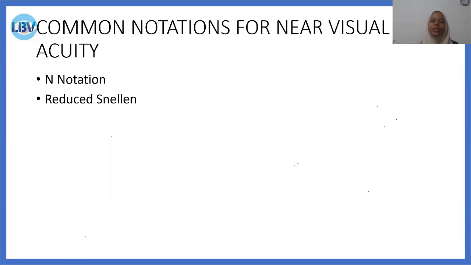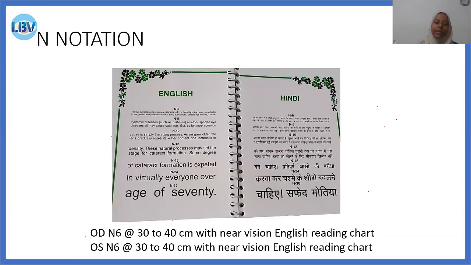Now let us talk about the near visual acuity notations. Here we have N notation and reduced Snellen notation. That is the most commonly used one. We have others also, like M notation, that we use for low vision purposes. So let us go through the N notation and reduced Snellen notation. It is very easy. You all must have recorded it. This is a simple English reading chart, and these smaller letters are N6. We start at the bottom with larger ones, age of 70, that's written here. So it starts with N36, N24 to N6.